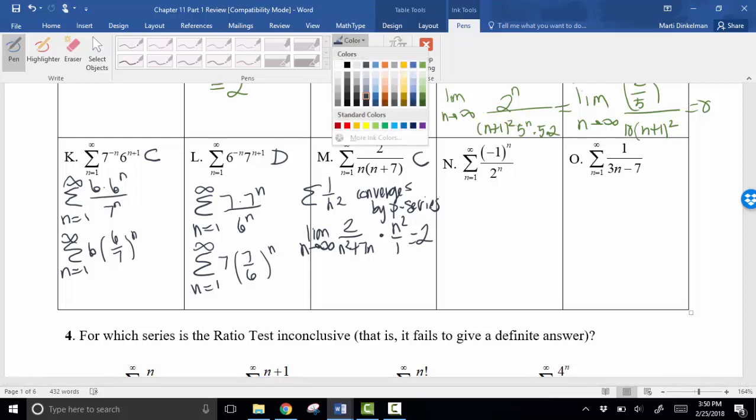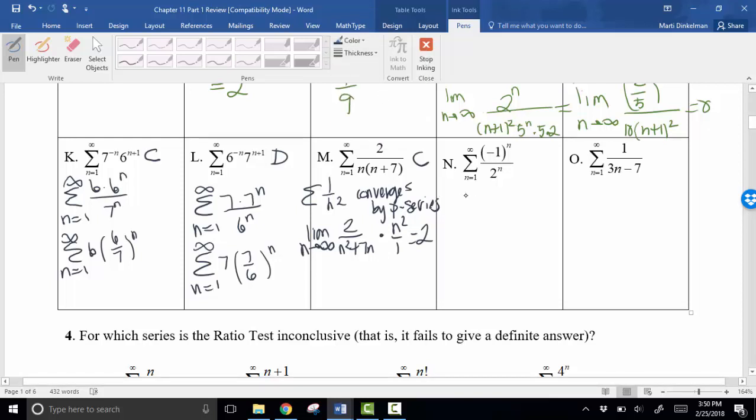Letter N is an alternating series, so I just need to do limit as n approaches infinity of the non-alternating part, and if it is 0, I get converge, and it is, so this one converges.